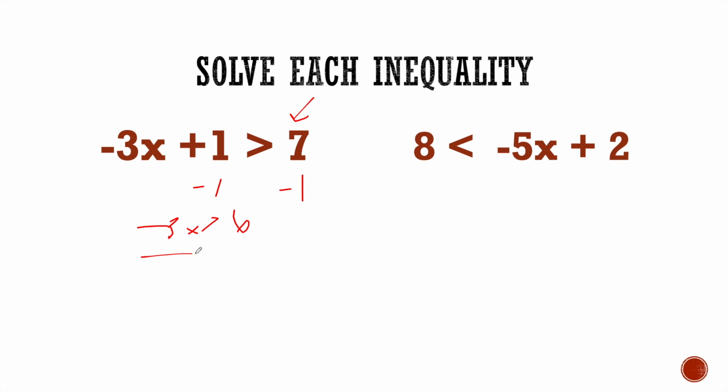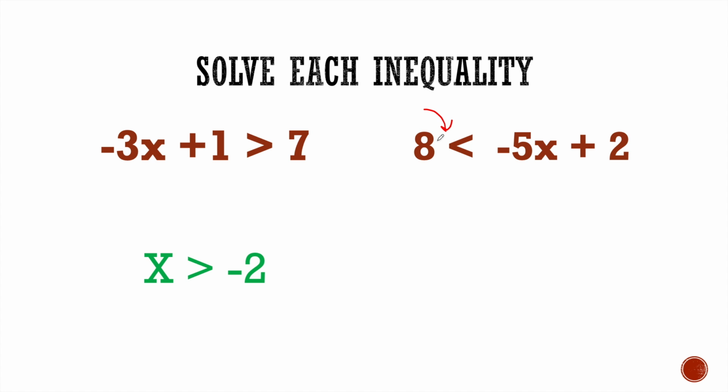Now I'm going to divide -3 on both sides. Because I divided by a negative, we know we have to flip this sign. So here I'm going to have x is now less than -2. Here's our answer. Check in. We got that right. Here's our next equation.